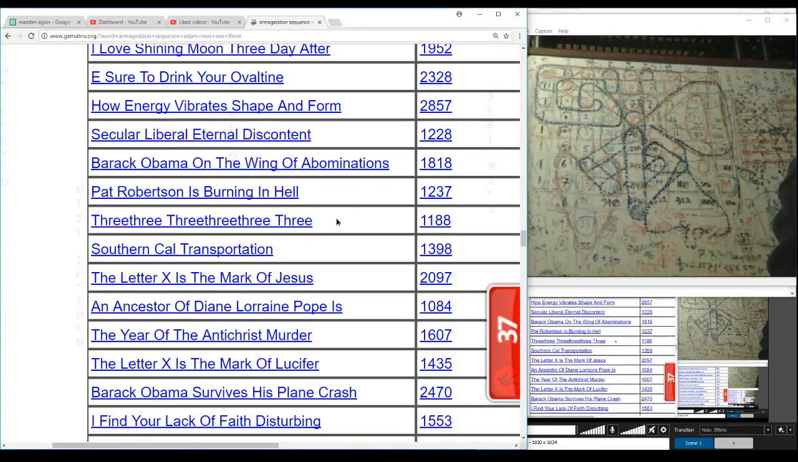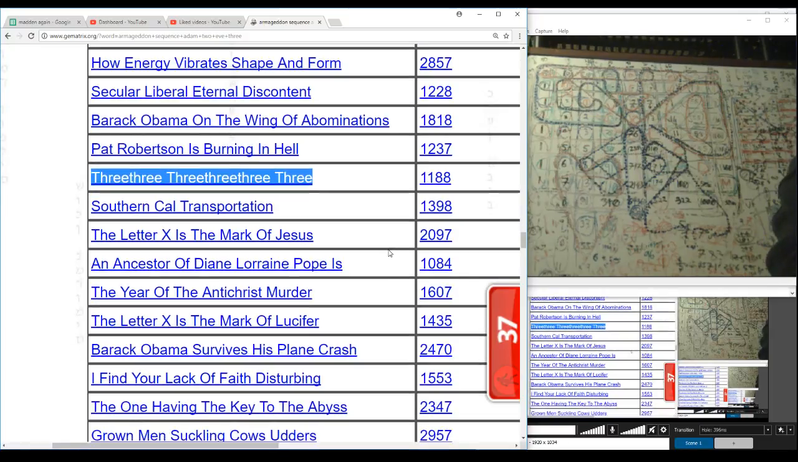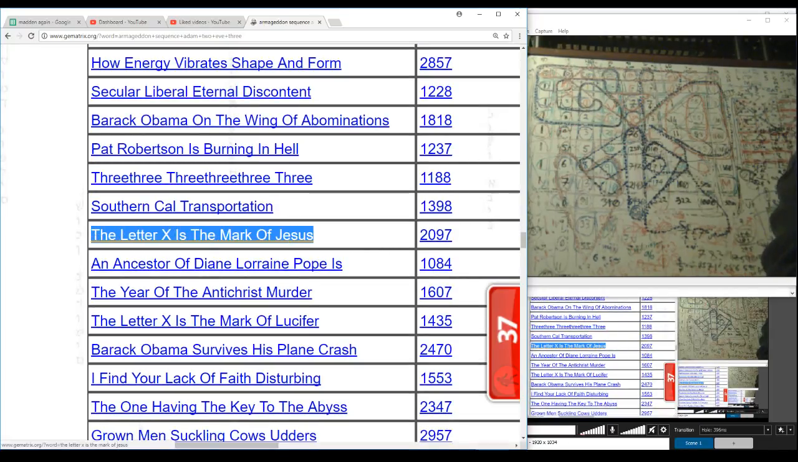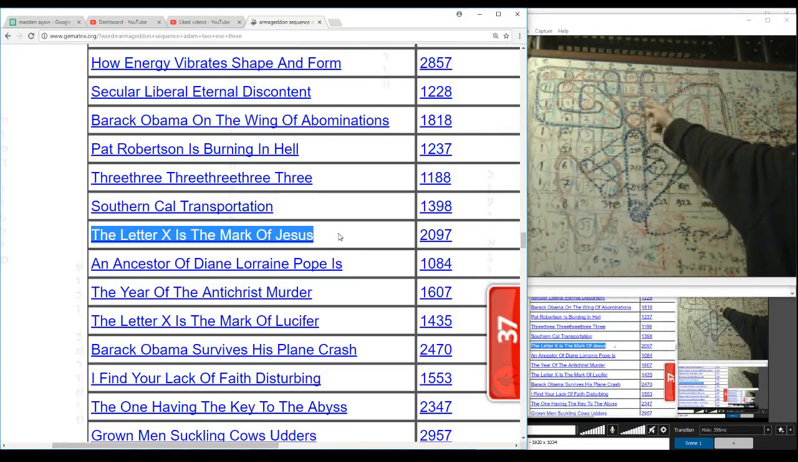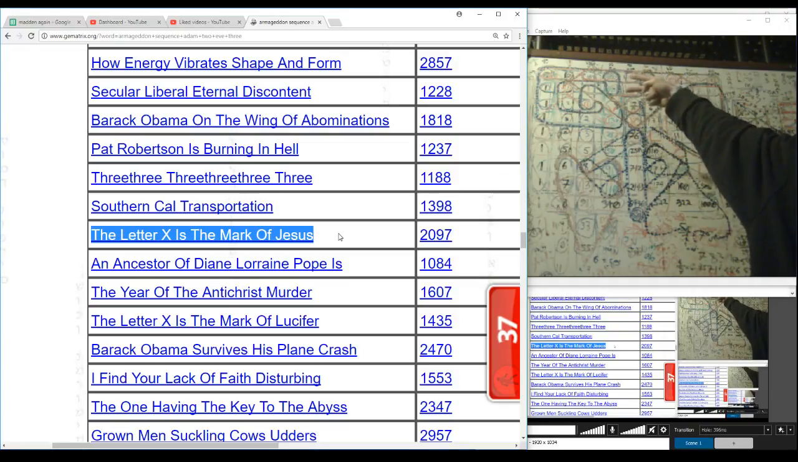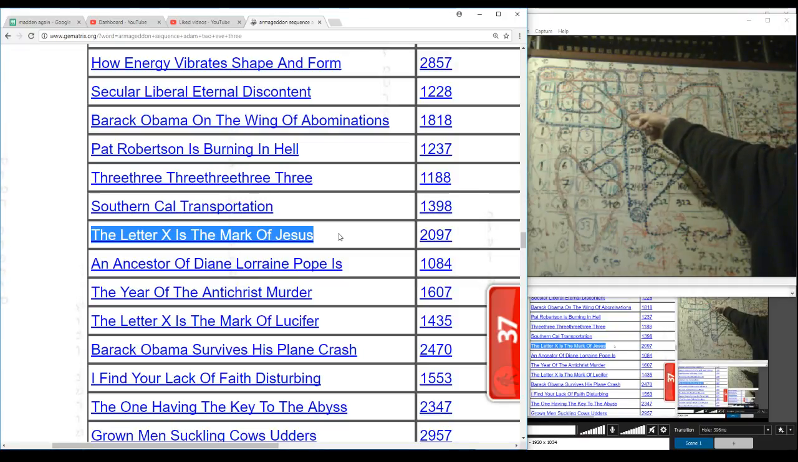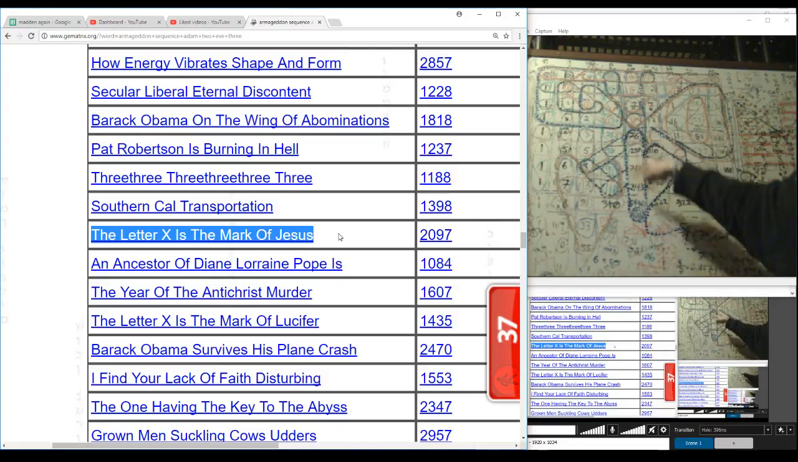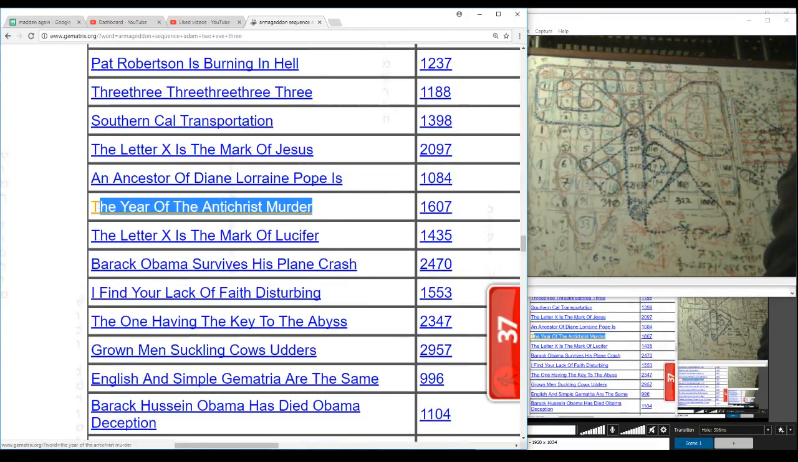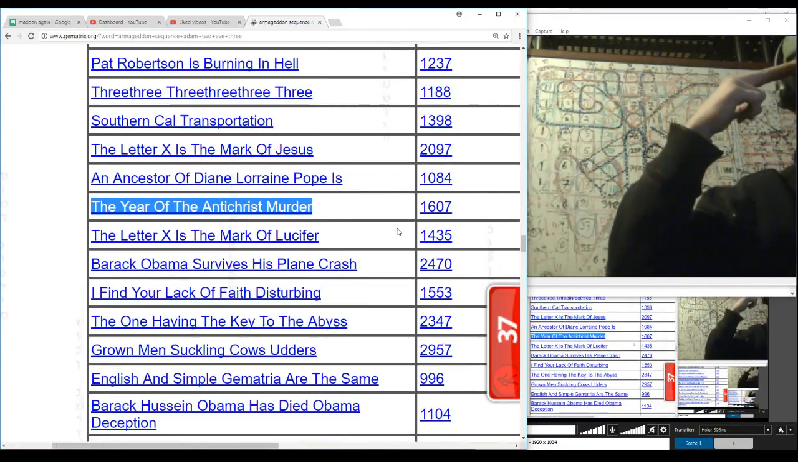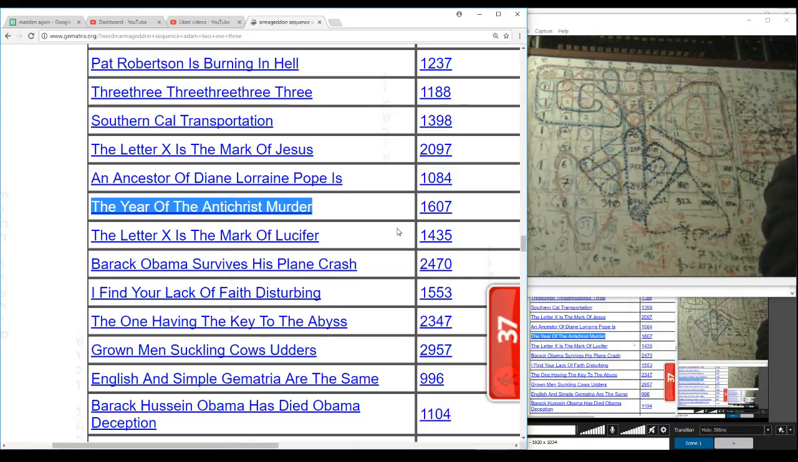Lovely. 3, 3, 3, 3, 3, 3. Like six threes. Beautiful. The letter X is the mark of Jesus. That X looks an awful lot like a 76. A 6 and a 7 together is a 76. I know creation is redundant. I'm assuming that you're getting tired of this, but hopefully the more I repeat myself, the more it sinks into your brain. The year of the Antichrist murder.